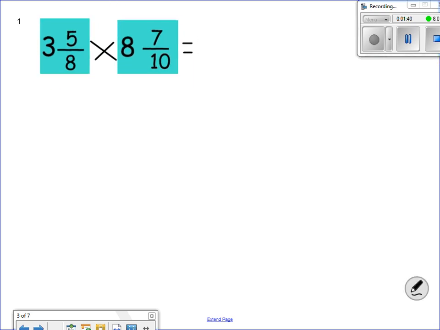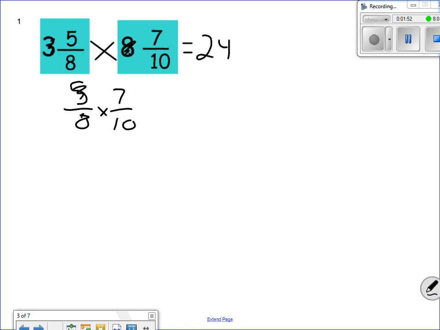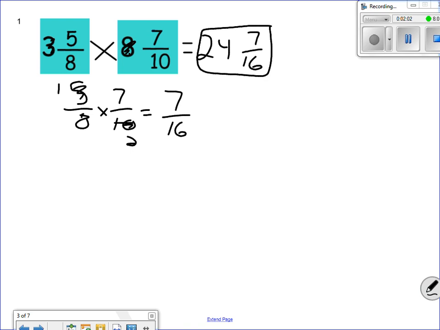Some of you will take the 3 and the 8 right away, get yourself a 24, right? And then you're going to take 5/8 times 7/10. Okay, you're going to cross your deuce because you've been working on that. So this becomes divide by 5, divide by 5. You're going to multiply across, get 7/16. Okay, some of you are going to want to do that.